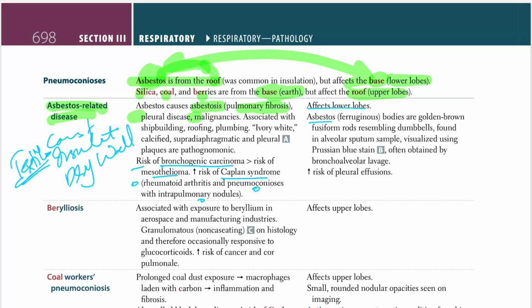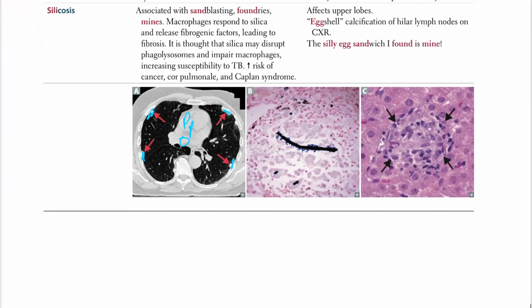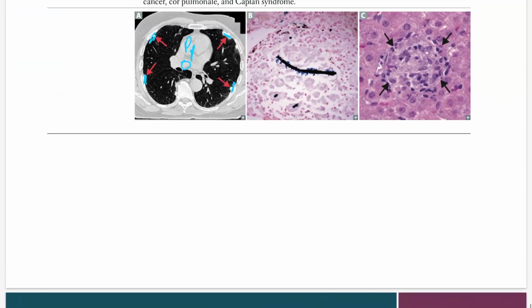Asbestosis, ferruginous bodies, high yield: golden brown fusiform rods resembling dumbbells found in an alveolar sputum sample, visualized under Prussian blue stain, picture B, often obtained by bronchoalveolar lavage. Increased risk of pleural effusion. Okay, let's look at the ferruginous bodies in picture B. Here's the ferruginous body.